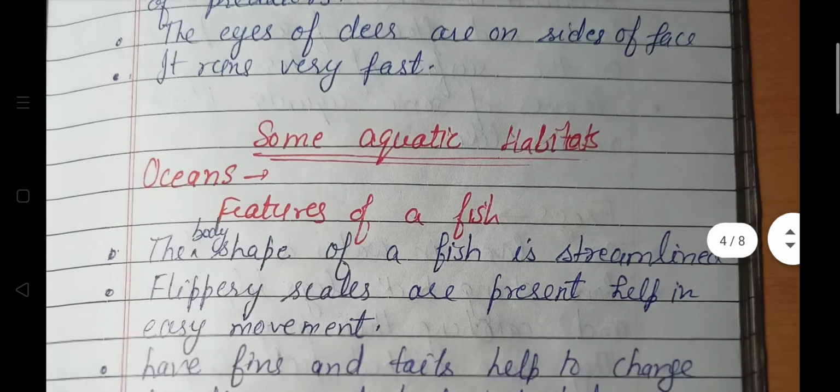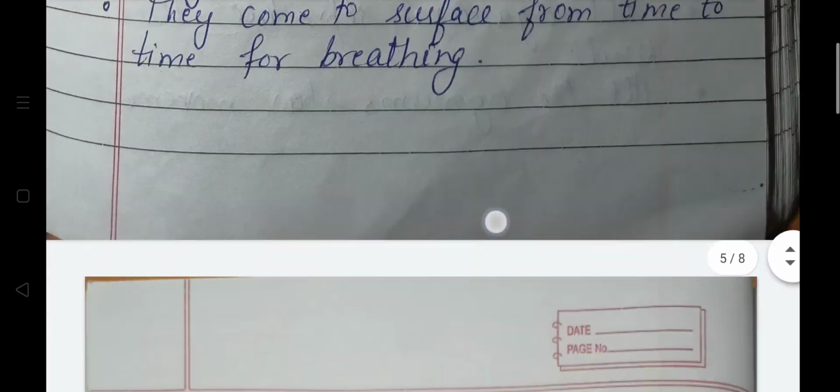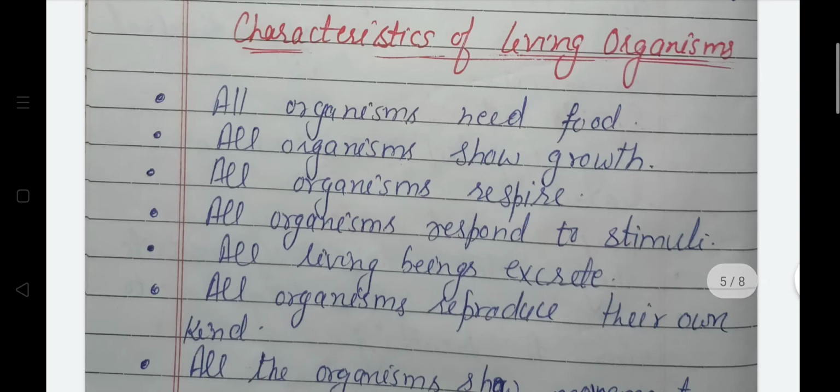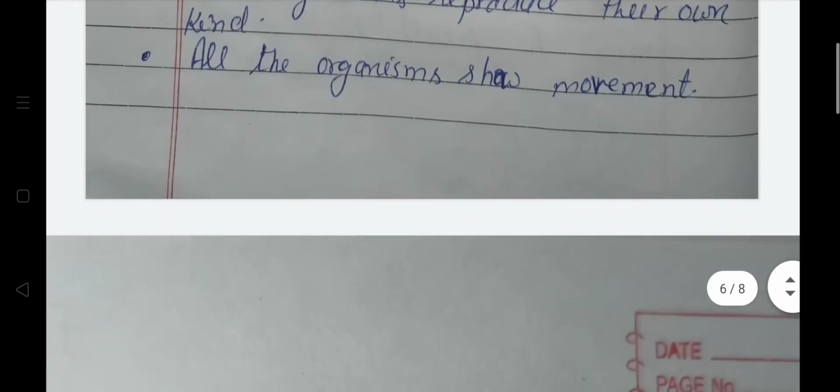Now we will study characteristics of living organisms. First, all organisms need food, all show growth, all organisms respire, all organisms respond to stimuli, all living beings excrete, all living organisms reproduce their own kind, all the organisms show movement.